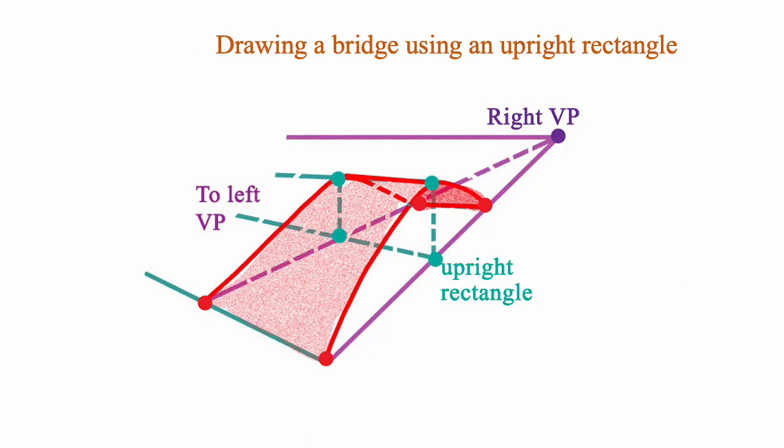To draw a bridge in perspective, you could start with an upright rectangle that converges toward the left vanishing point. And you can see the bridge curves over this rectangle and then down so that this distance is shorter than this distance. And its convergence toward the right vanishing point determines its width.